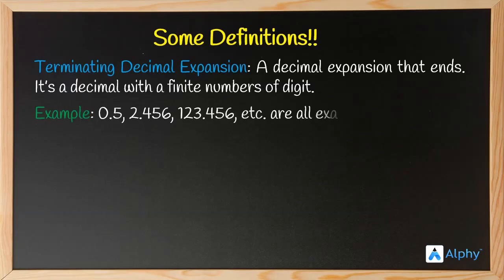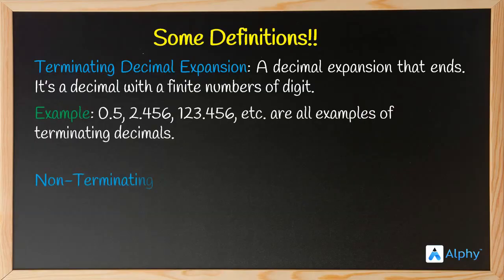0.5, 2.456, 123.456, etc. are all examples of terminating decimals. So here you can see that the decimal expansion is finite with a limited number of digits. So this is what terminating decimal expansion means.